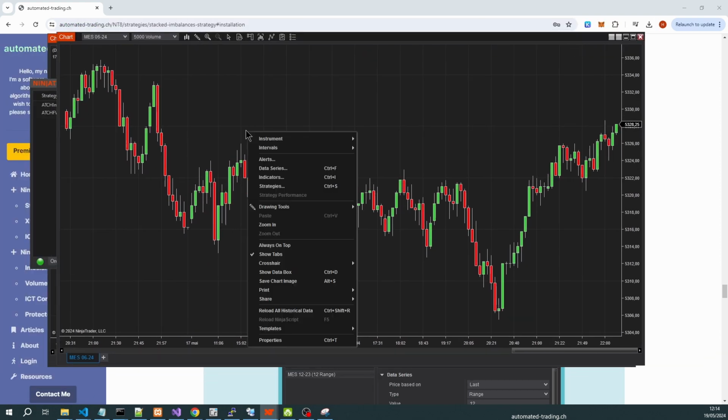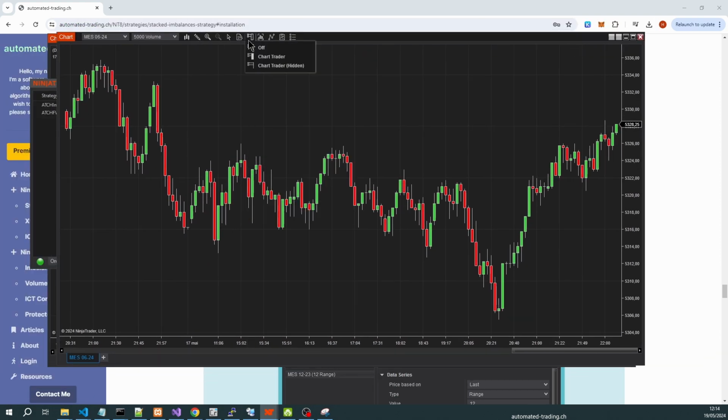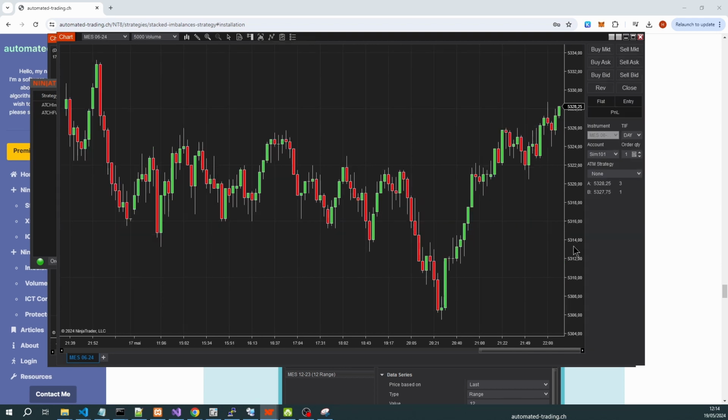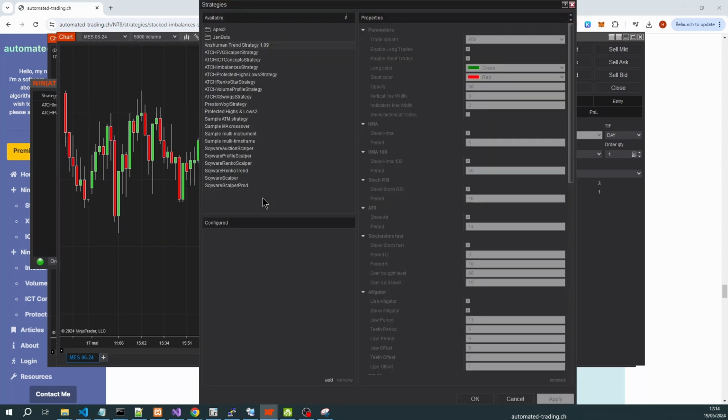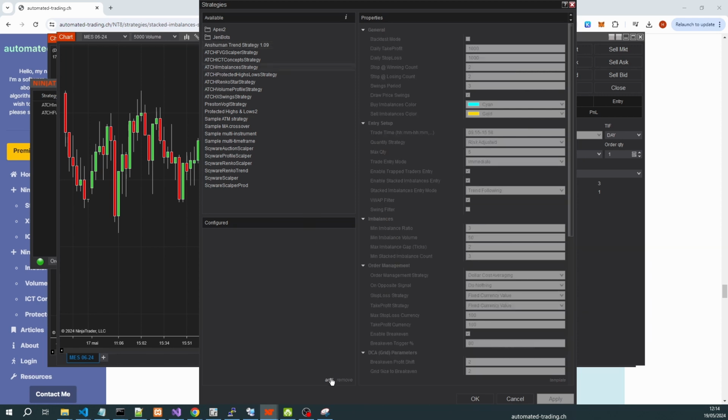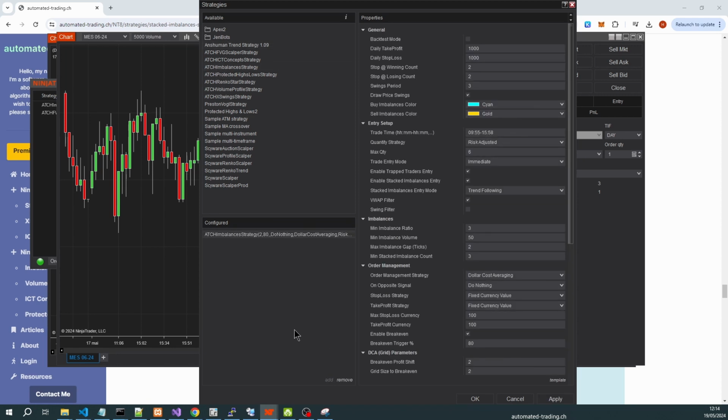Bring the chart. I should show this chart trader panel from here, and then I can add my strategy that I just installed, which is the imbalances strategy right here. I click add, and I will show you next the parameters, and I'm going to go through all the parameters and explain what they do.